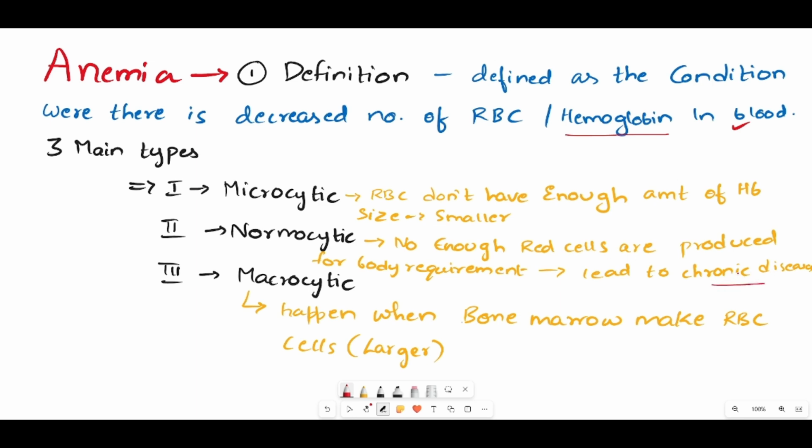So when a sufficient amount of red blood cells is not produced by the body, it will lead to chronic diseases. Now coming to the third type, which is macrocytic. In the macrocytic type, this happens when our bone marrow makes the RBC a bit larger in size. When the bone marrow makes the RBC larger than the normal size, that condition we call macrocytic anemia. So that is all about the definition and the main types of anemia.